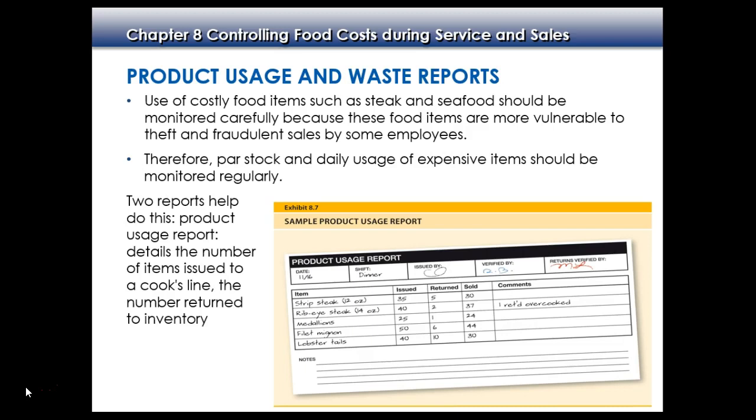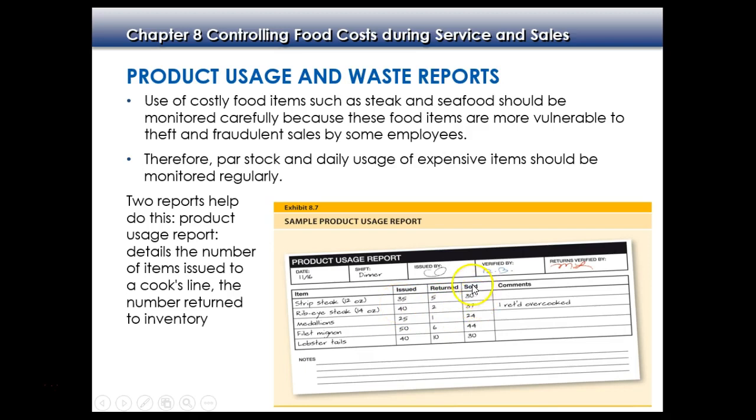So the two reports to help do this: the product usage report, I've got an example right there, the detail of number of items issued to the cook's line, and then number returned to inventory. So if you look, you can see we have steaks, strip steak. He was given 35 and only returned 5.